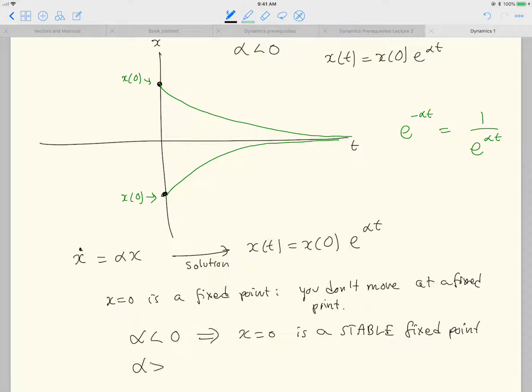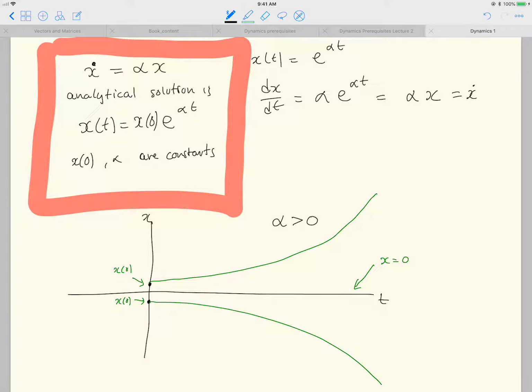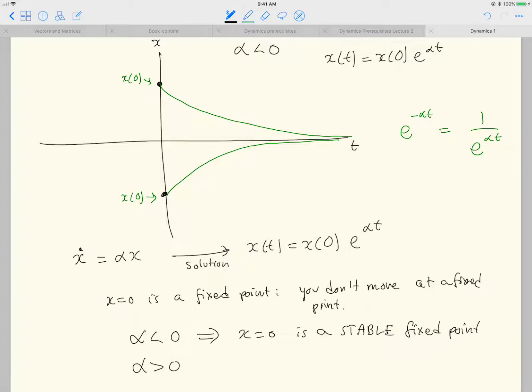How about when alpha is positive? Suppose you're at x equals 0 and there's a little bit of noise and you move off of x equals 0. What will happen after that? So that's the picture that we drew over here. We'll just keep on doing it. Yeah, you'll move away from the fixed point. So when alpha is less than 0, this implies that x equals 0 is an unstable fixed point.